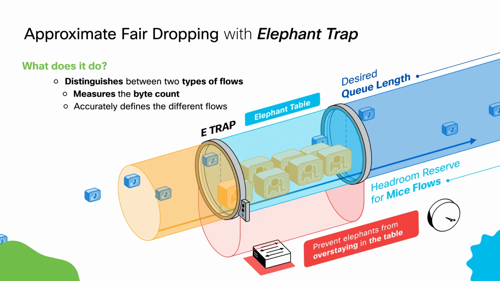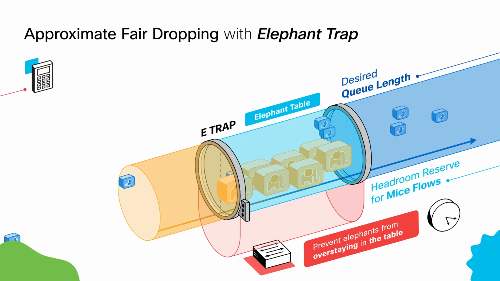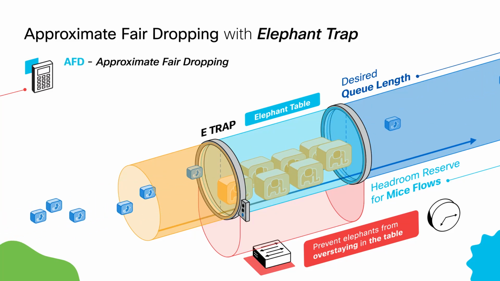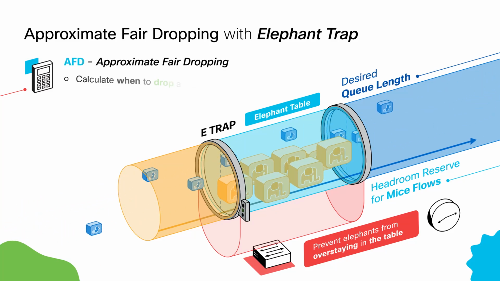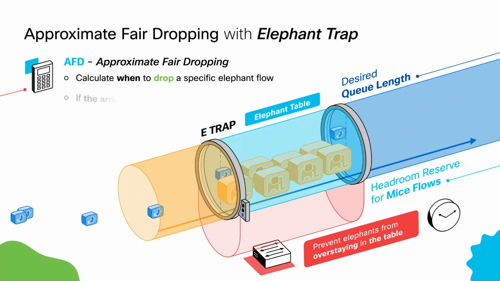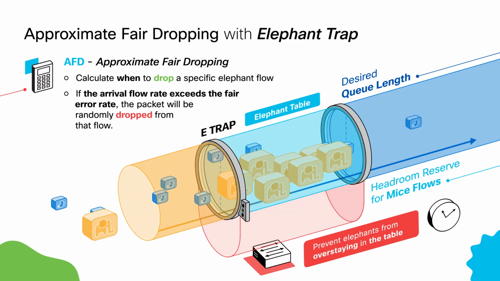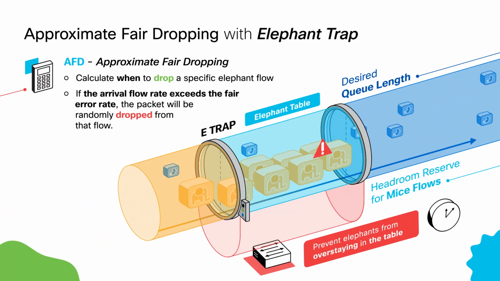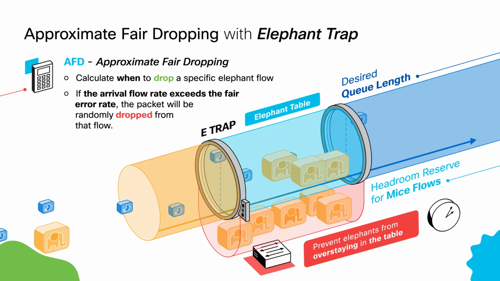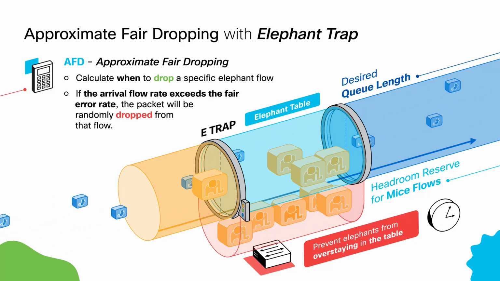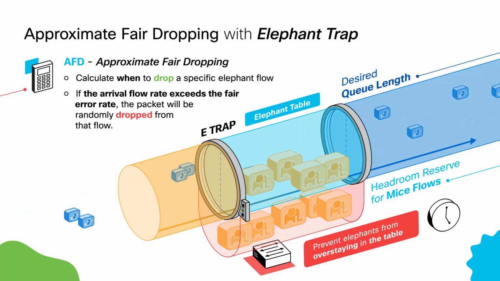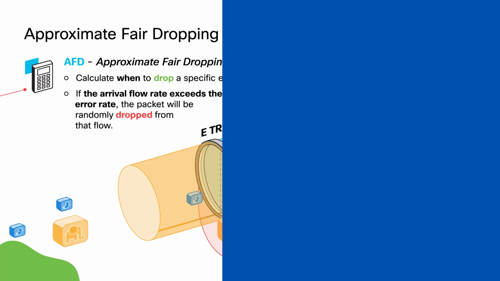Now, those measurements are going to be passed to the egress interface, where AFD is going to step in. The approximate fair dropping algorithm will calculate when to drop a specific elephant flow. Yes, dropping is involved. If the arrival flow rate exceeds the fair rate that you need to configure, the packet will be randomly dropped from that flow. This will eventually free more space for mice flows that are supposed to represent our AI packets that need to be treated with more delicacy.